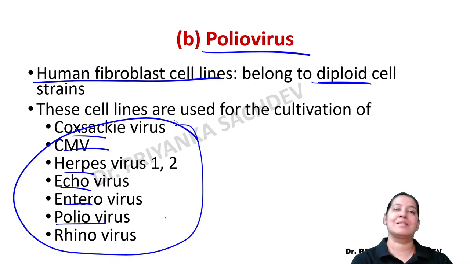So you have to learn these. The answer is polio, not adeno. The answer is polio, right? And it is diploid, not primary, right?